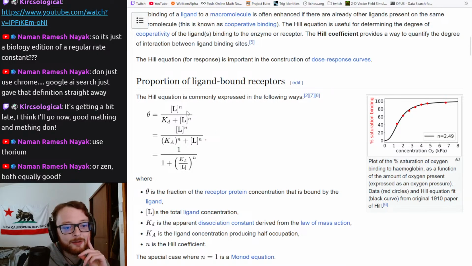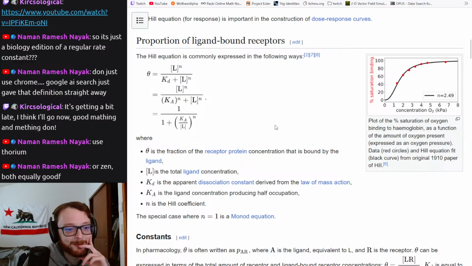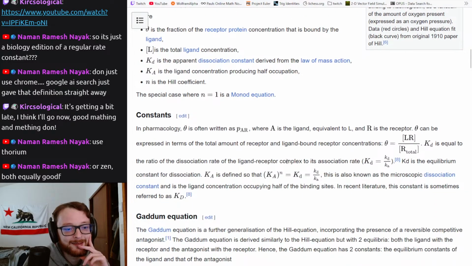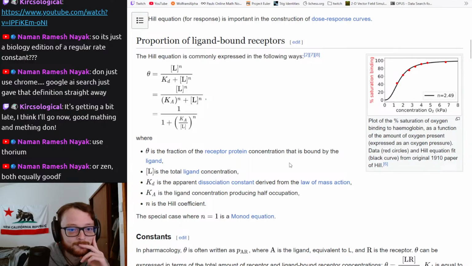So yeah, this n is called the Hill coefficient. And notice how it's an exponent and not a coefficient. I think it's a really weird name. Maybe once you solve the differential equation, it becomes a coefficient. Theta is the fraction of receptor protein concentration that is bound by the ligand.